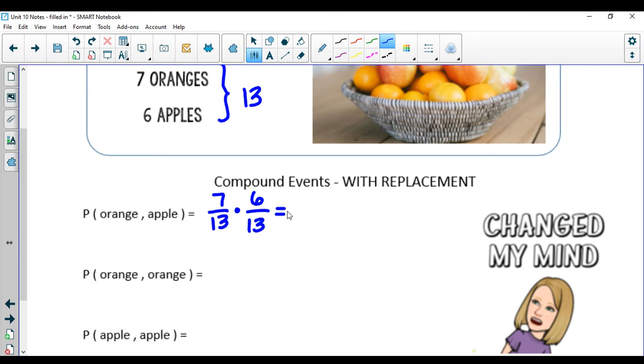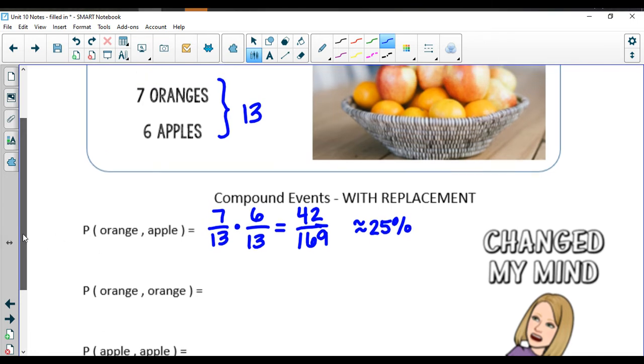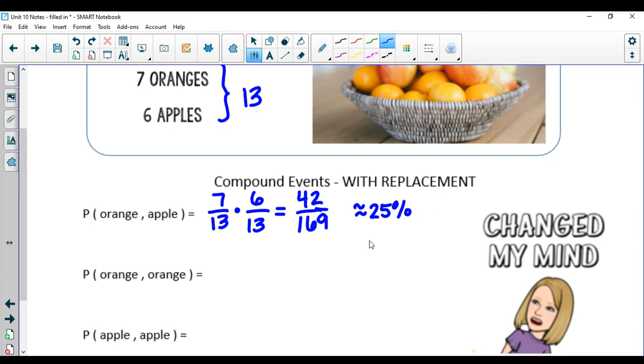Just like we saw with our basic events before, we're going to be multiplying these because there's a total of 13 times 13 possible outcomes. So we go ahead and we multiply. 7 times 6 is 42, and 13 times 13 is 169. That tells me that the probability that I pick an orange, put it back into the basket, and then pick an apple is 42 out of 169. You can change that into a decimal and a percent, and you would actually find out that that's going to be about a 25% chance. We already have the fraction, but a decimal and a percent.